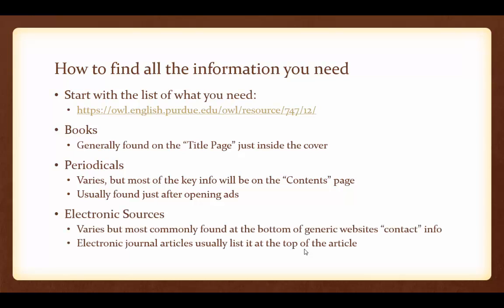For electronic sources, it varies, but most commonly it's at the very bottom of generic websites under contact info. If it's an electronic journal article that you have found through an internet database at the library, then most likely it's going to be listed at the top of the article, or it will have an option to give you the citation on the sidebar, as you may have seen in the Library 101 Section 1.